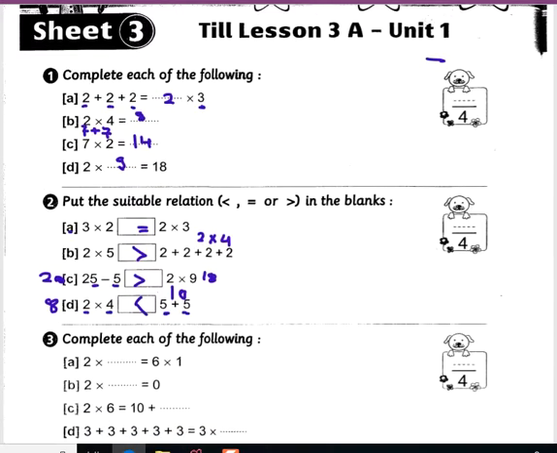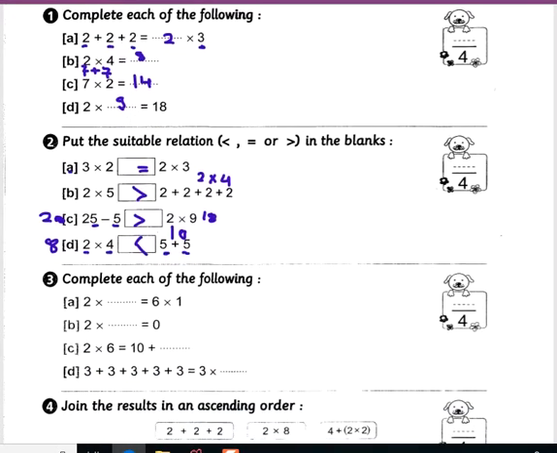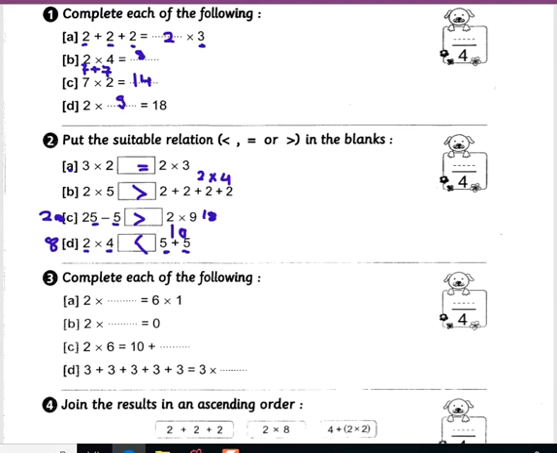Question number 3, complete each of the following. 2 times space equals 6 times 1. We have 2 times space, and on the other side he said 6 times 1. First we will see 6 times 1 equals what? 6 times 1 equals 6. We want the number in table 2 such that 2 times number equals 6. So we'll say 2 times 3.